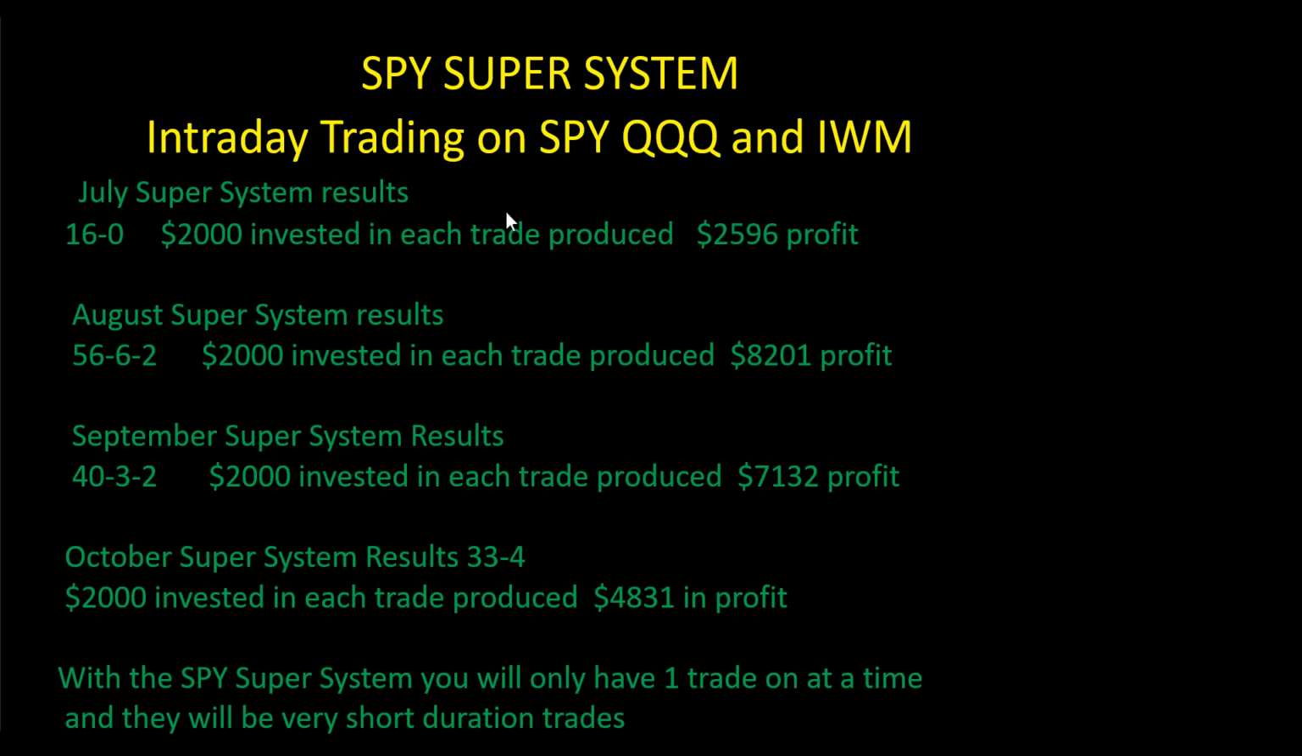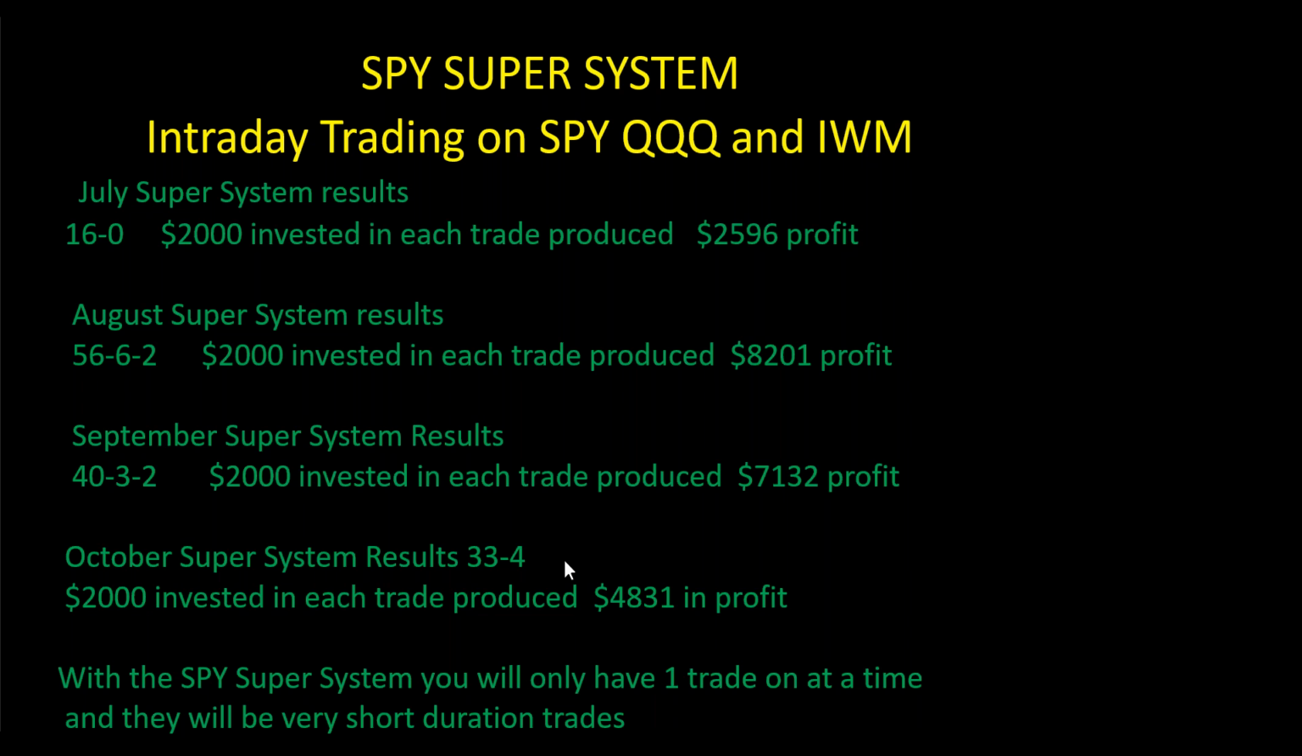This was our results. We started this in July, 16-0, August 56, 6-2. Again, pretty nice money. September 43-2, 7,100. So you can see that these results have been very good. Again, these are high probability trades because we're only taking them on Heiken Ashi reversal candles through this VWAP or the 15 EMA when we're trading with them, when we've got a market direction to follow.